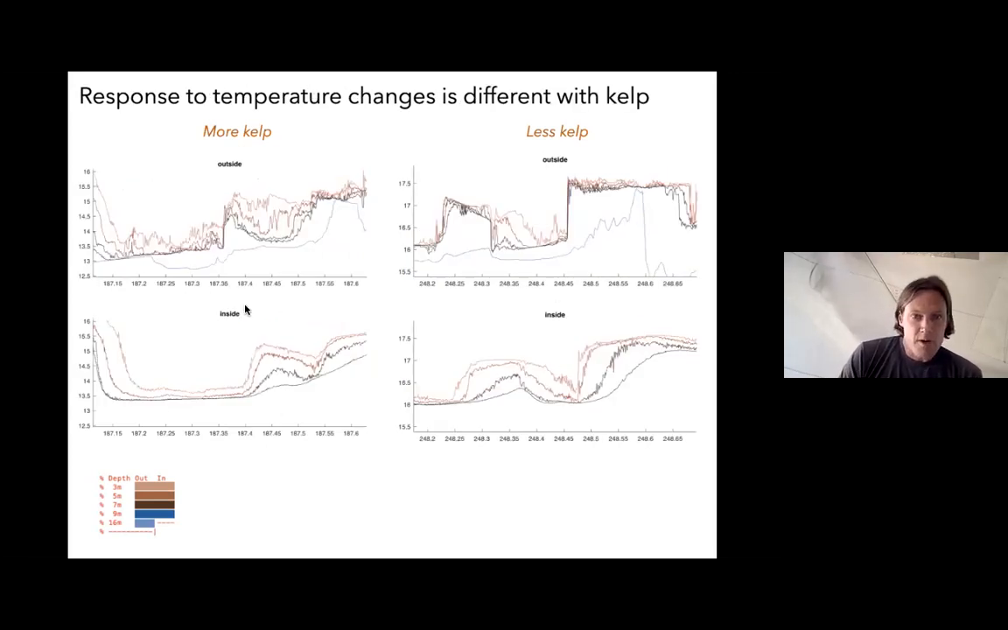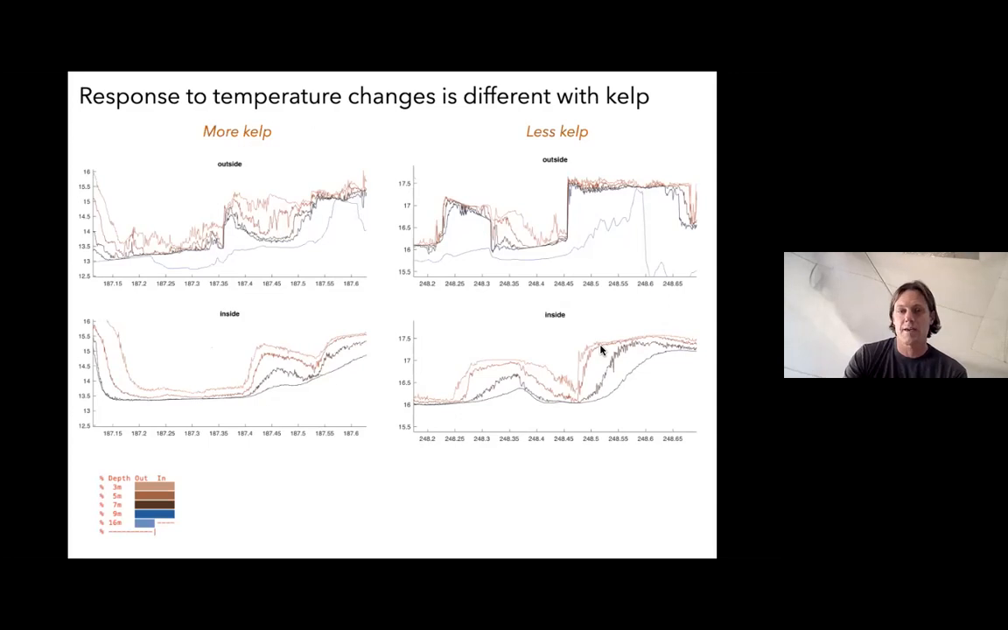There's another example we don't have to go into in great detail, but the main thing here is, again, that both of these instances are really sharp temperature changes. Outside the kelp, you see this really sharp step function at 187.35 and 248.45. Again, those are the day of the year in 2018. Whereas inside the kelp, it takes several hours for this signal to penetrate into the kelp forest. And instead of seeing this really sharp sudden increase, we see gradual temperature increases inside the kelp forest in response to this rapid warming event.